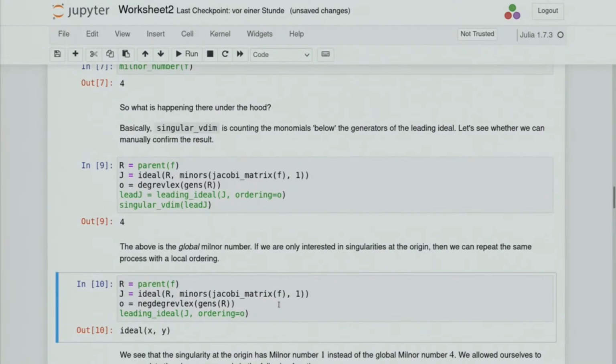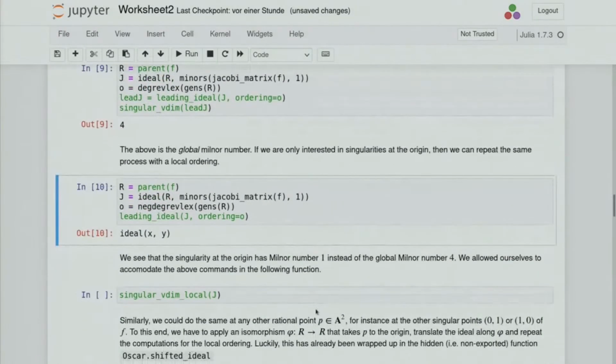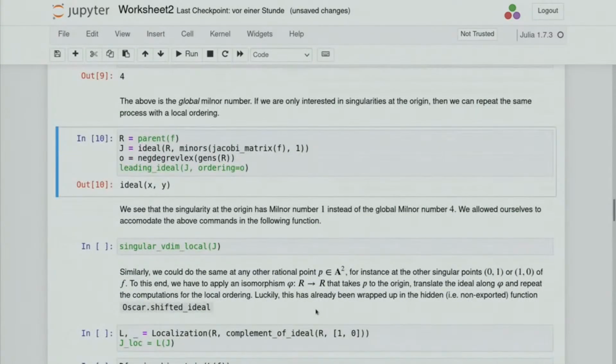I think we do not need to run the vdim command in this case, because everything that is a multiple of x is gone. Everything that's a multiple of y is gone in the monomial diagram, and here you just have one dot that's remaining. So the local Milnor number is 1.